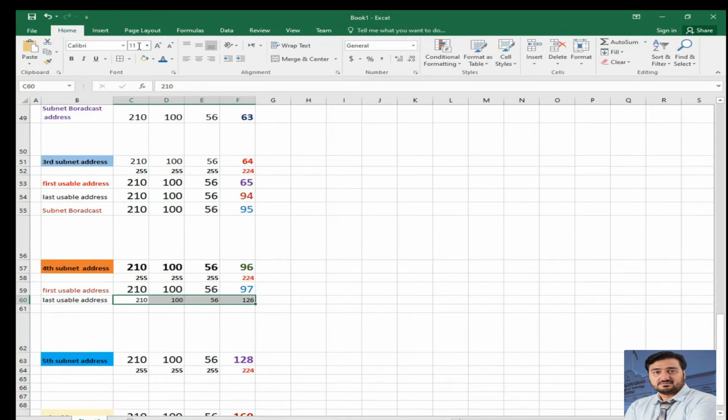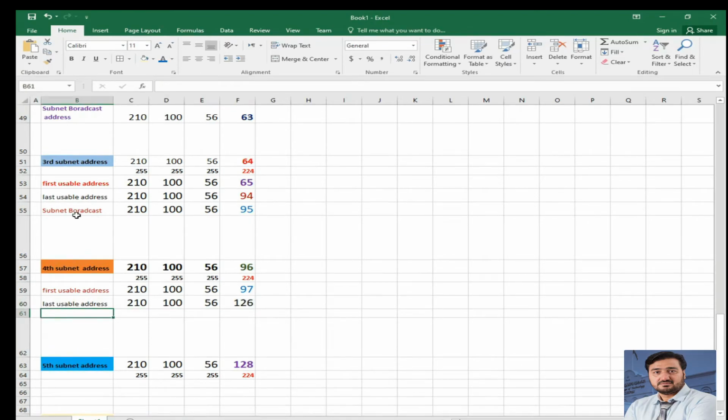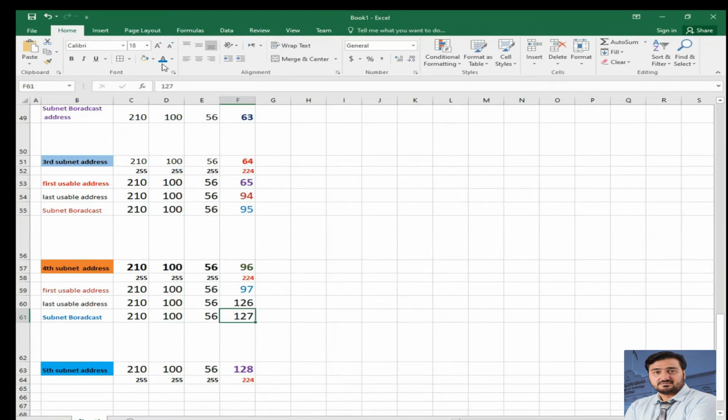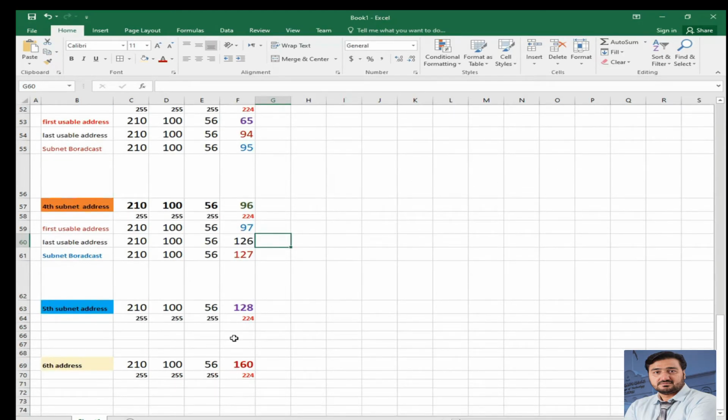Now increase the font size. And what is the fourth subnet broadcast address? 127. 210, 156, 127. Very good. Control Z. Let me increase the font size. So 127 is our broadcast address. Now the fifth and the sixth we can solve.